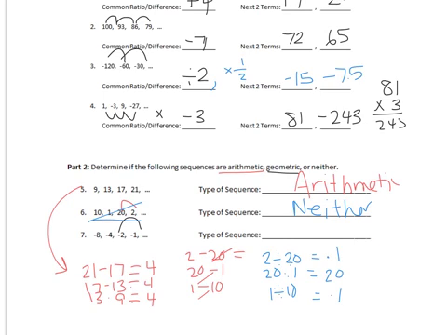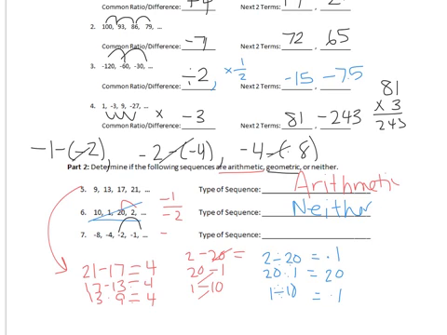And this one I subtract, so I do negative 1 minus negative 2, negative 2 minus negative 4, negative 4 minus negative 8, and I get different numbers, so it's not arithmetic. So then I divide, so I do negative 1 divided by negative 2, negative 2 divided by negative 4, negative 4 divided by negative 8, and they're all 1/2. So they're all 1/2, so it has to be geometric.